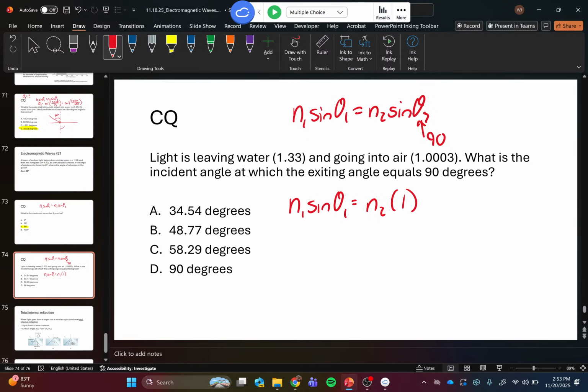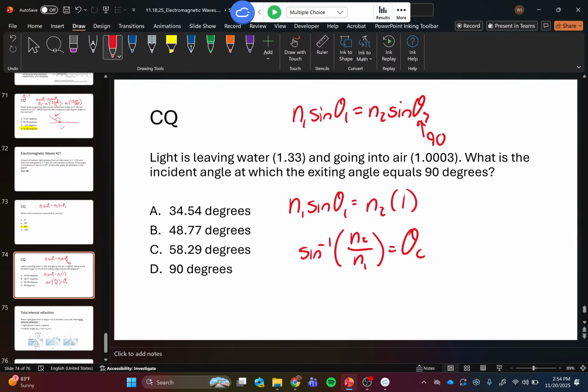This special angle is called the critical angle. It's the angle at which this happens. And it ends up, if you just do the algebra, it's just N2 over N1 equals the special angle. We call this the critical angle, the angle at which the light no longer leaves the material.